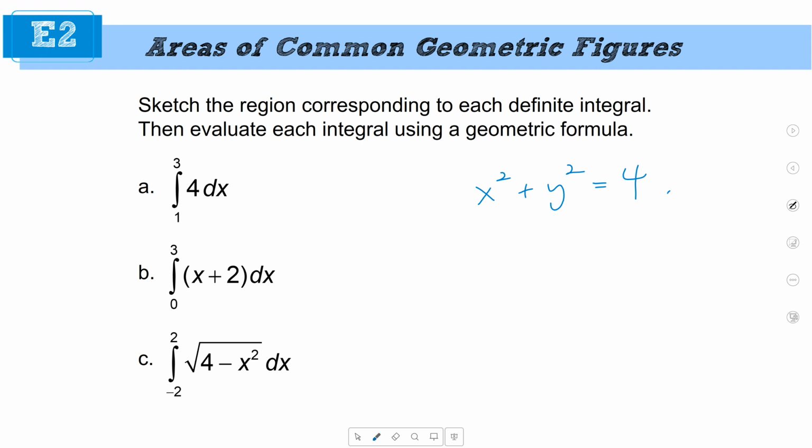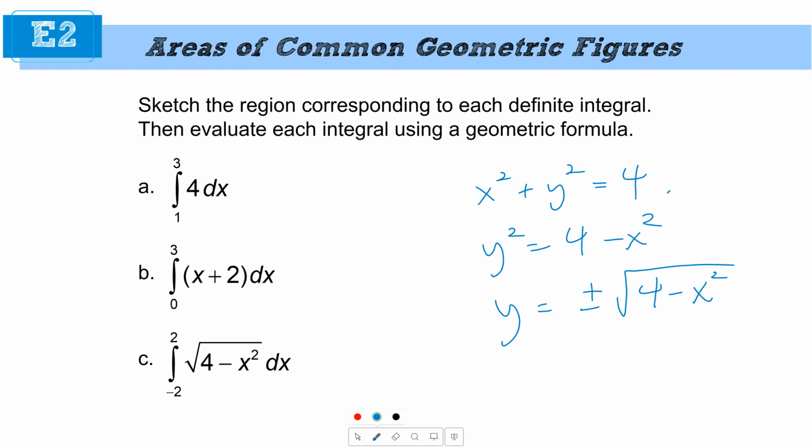Very good. Now, if I solve this for y, I get y squared is equal to 4 minus x squared, so y is equal to plus or minus the square root of 4 minus x squared. When you take the positive, you get the top half. When you take the negative, you get the bottom half. Everybody with me? Okay.